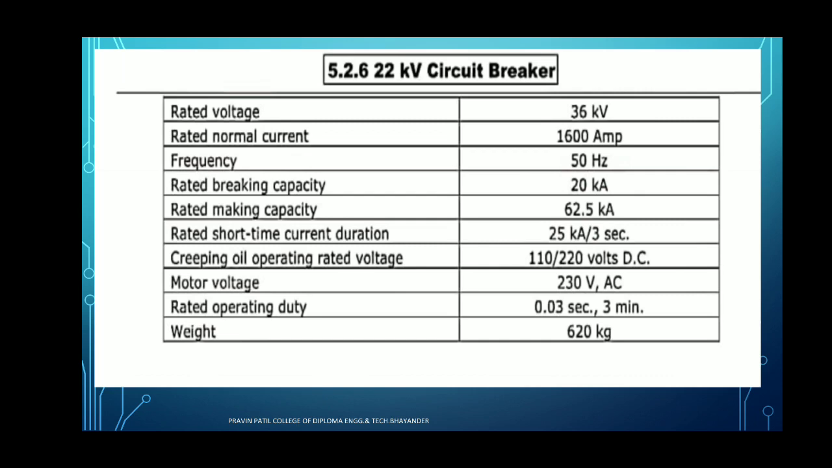So we have to see the features of that electrical equipment. Here, circuit breaker. A circuit breaker is a device which makes or breaks the circuit under normal and abnormal conditions. Normal means there is no fault on the device, and abnormal means a fault condition on the power system. That type of equipment is used for protection purposes.